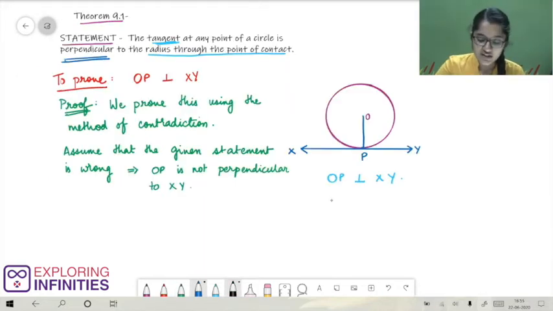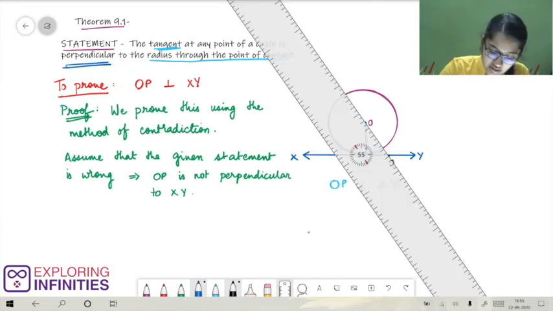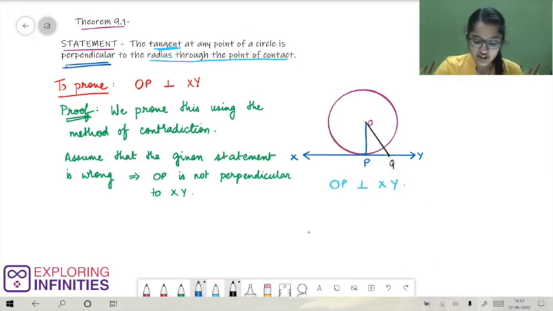Now let us consider a point Q which is not the same as point P on tangent XY. Here we are mentioning that Q is not the same as point P in order to specify the fact that Q does not lie on the circle. Point P lies on the tangent and on the circle, since it is the point of contact of our tangent and the circle. So here we are considering a point Q which is not the same as point P. Now let us join O and Q. OQ is a line segment which is intersecting the circle having center O. Let us name this point of intersection as R.